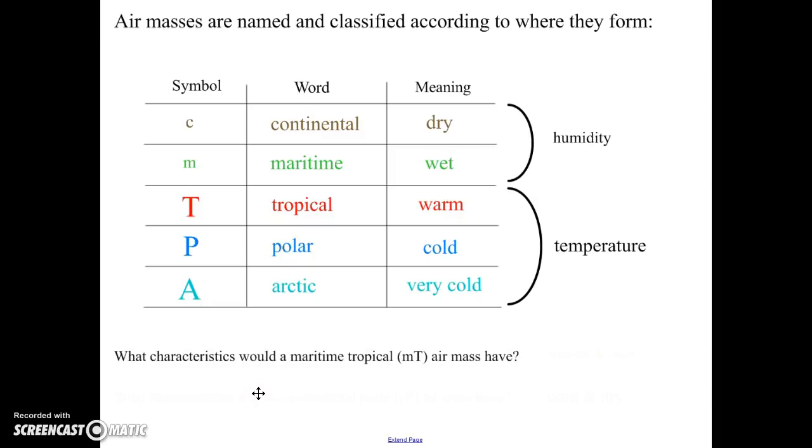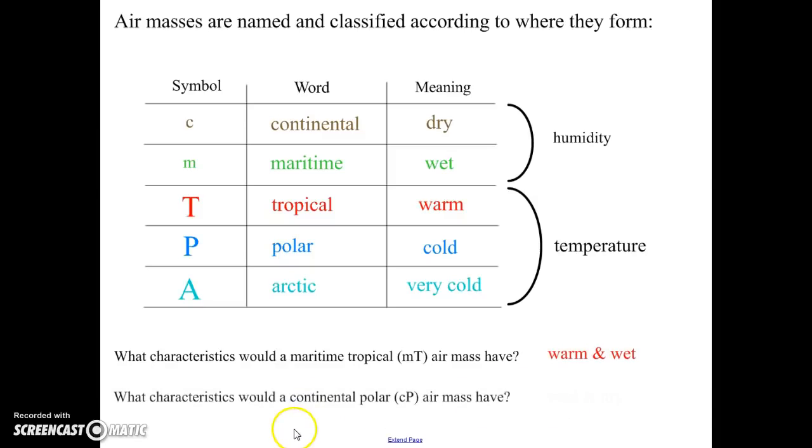So let's say there was an air mass that was called maritime tropical. Okay, lowercase m for maritime, capital T for tropical. What characteristics would it have? Well, the maritime means wet, tropical means warm, so this air mass is going to be warm and wet.